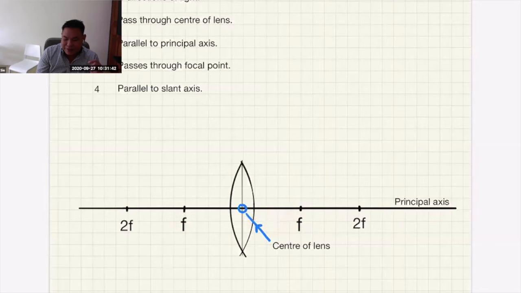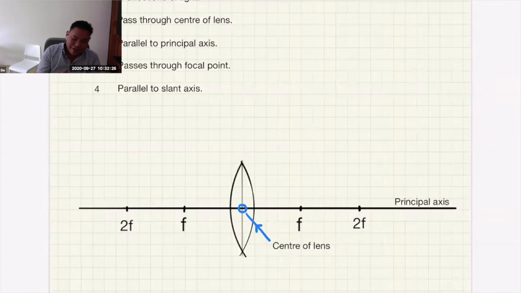Then sometimes we draw 2F also. 2F simply means the distance from center of lens to 2F is twice the distance from center of lens to F. For example, if this distance between center of lens and F is 10 cm, then the distance between 2F and center of lens is 20 cm. And you have it both sides, left and right. So that's how you draw it. You draw the lens, you draw the center of lens, you draw the principal axis, you draw F and 2F on each side.